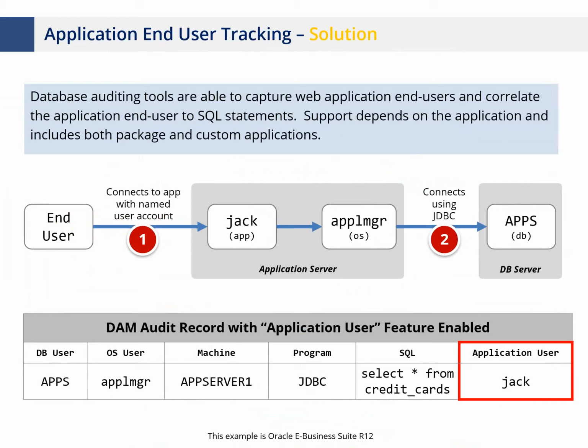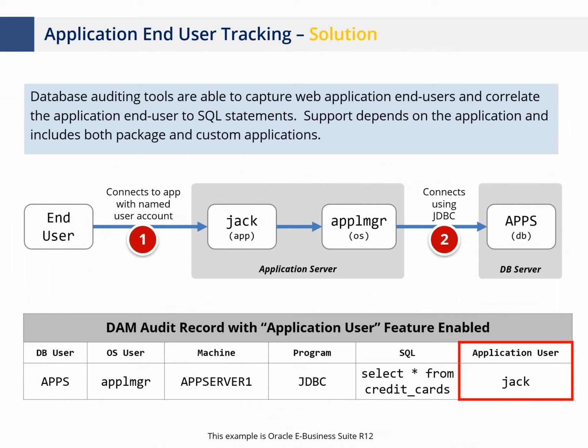And the same example applies when we're talking about an application, because again, the application is connecting with a generic account. I don't know what the end user is, but as long as that application is also setting the client ID, if there is a SQL statement that I want to audit, I can now capture what end user was using that SQL statement.